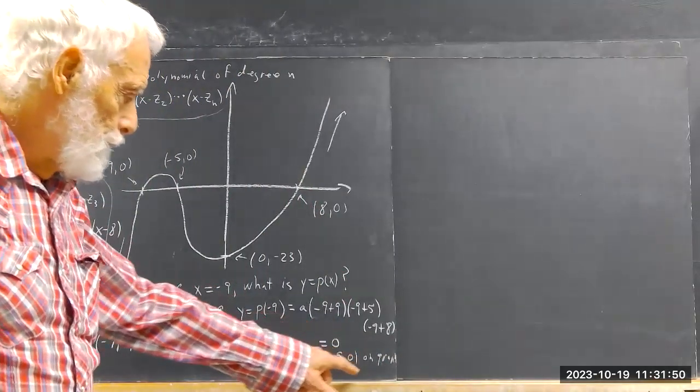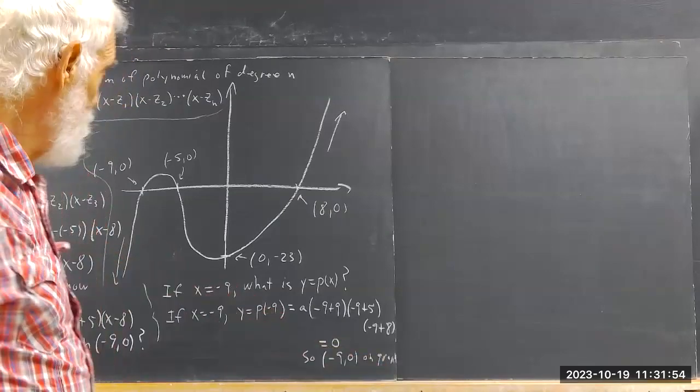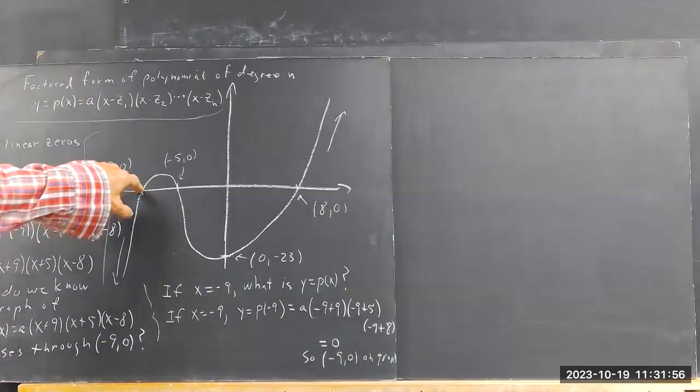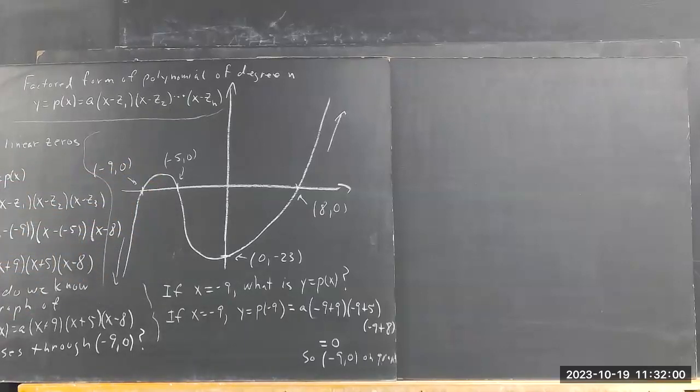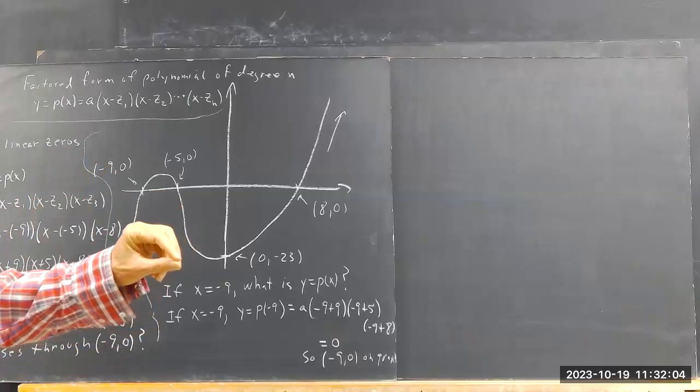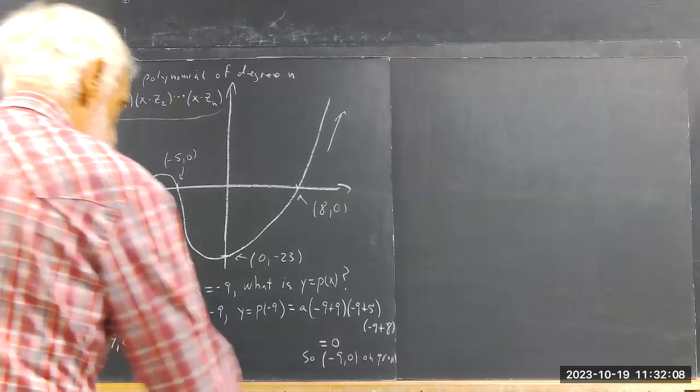I didn't leave myself room to write that, but so negative 9, 0 is on the graph, as it must be because there it is, okay? So far, the function matches the picture. I'll just make a little note.